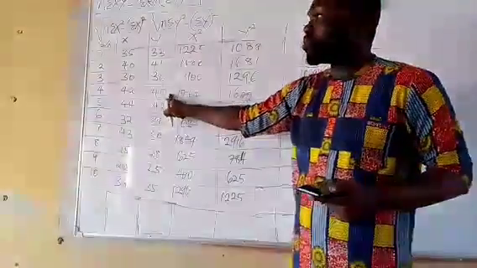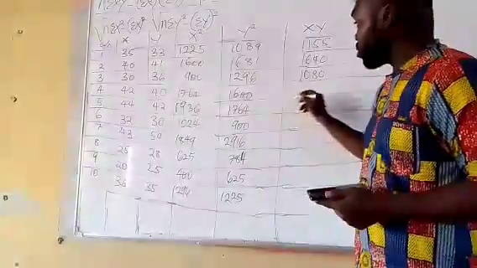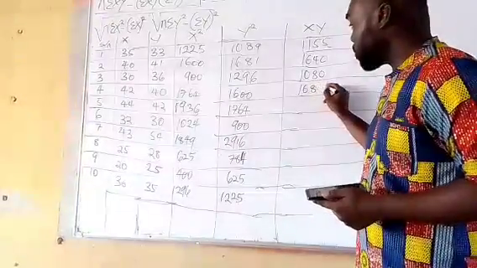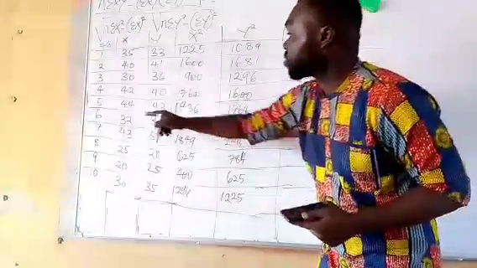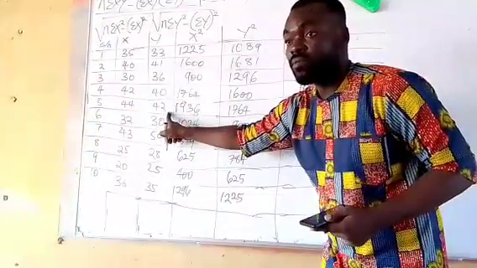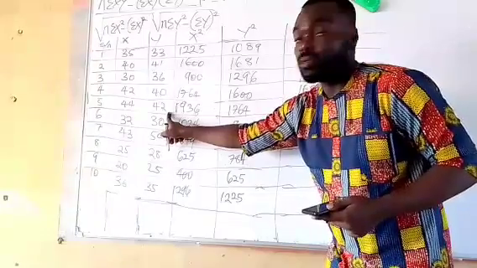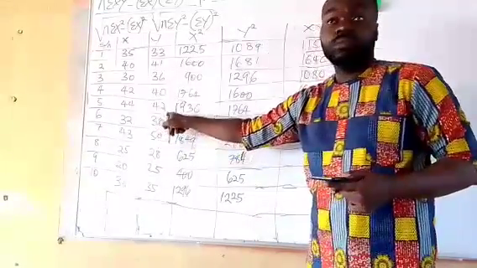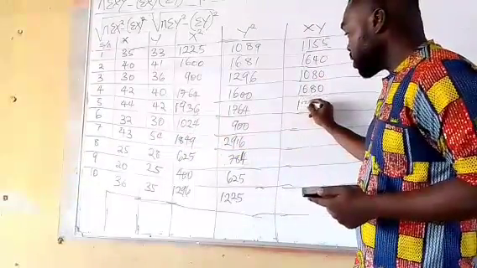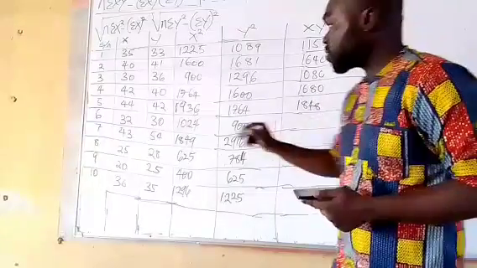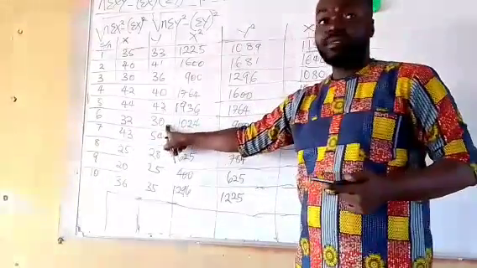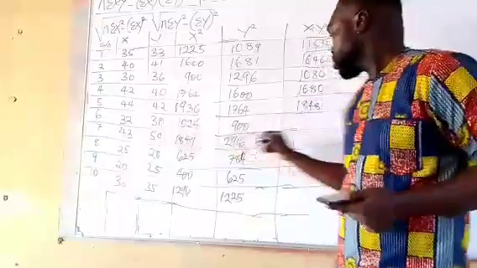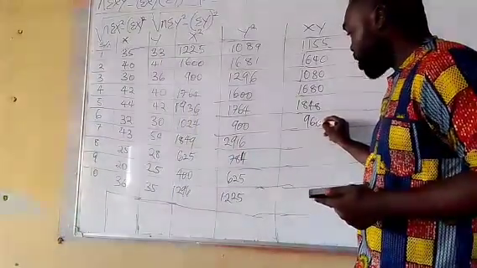42 multiplied by 40 is what? 1680. We are going together, please. Let's not move too fast. 44, 42, check. 44, 42. 44, 42. 1848. Okay. We have 32, 30. 960.